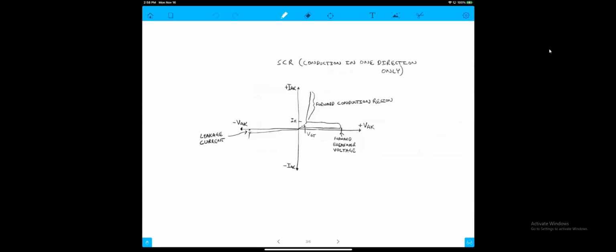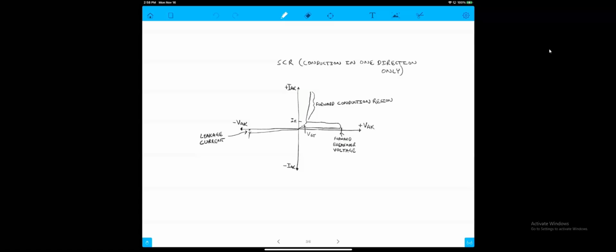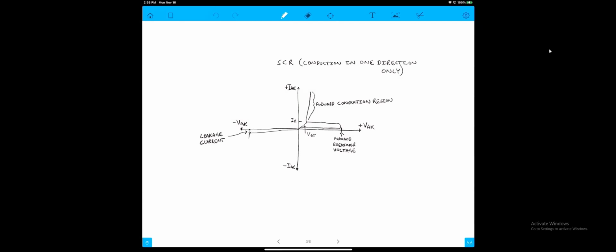So here we have basically our graph of what happens during conduction. Let's first look at the parameters. This is our negative voltage for anode to cathode. This is our positive side. This is our positive current for anode cathode, and this is our negative current for anode cathode. And this is our gate voltage, our gate triggering voltage. First of all, it only works in the forward conduction region. It doesn't work in reverse bias.